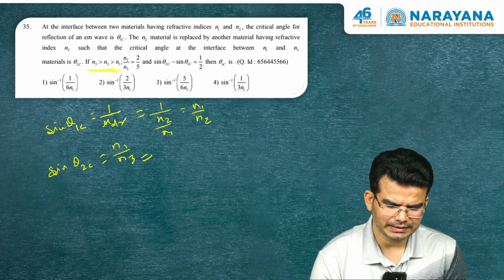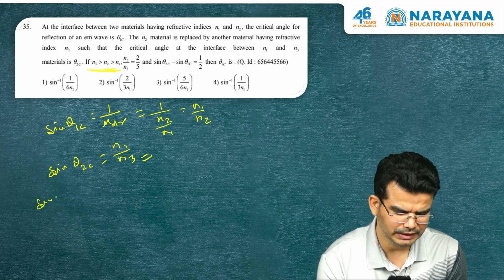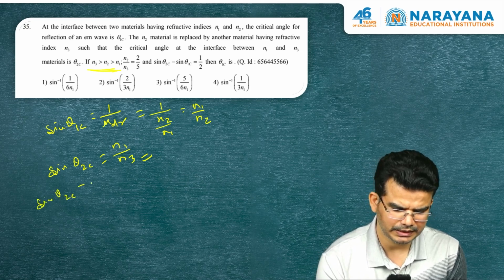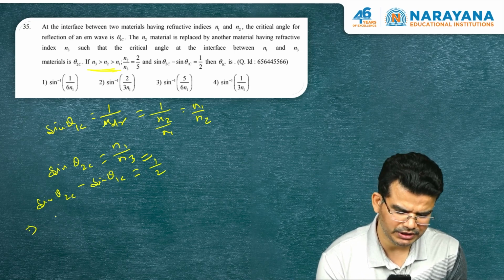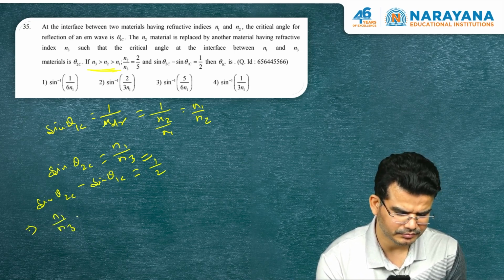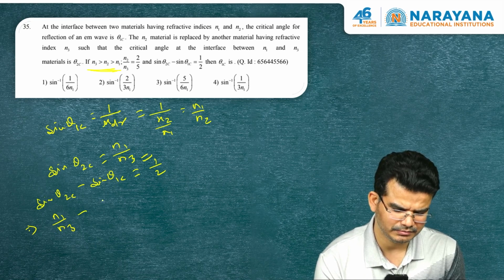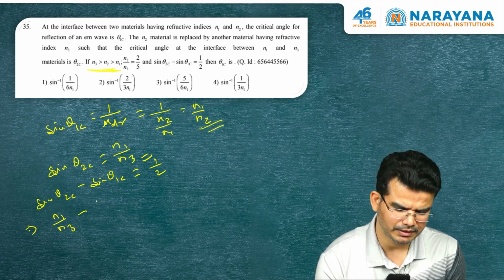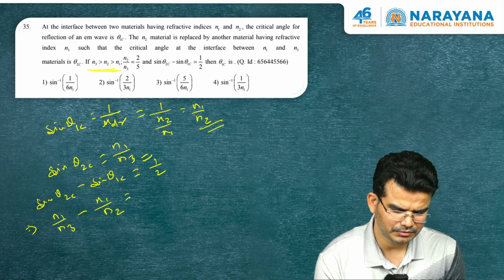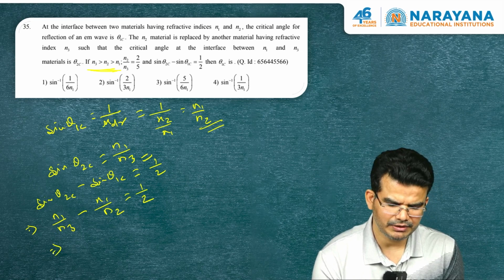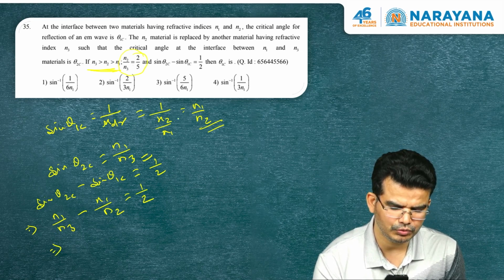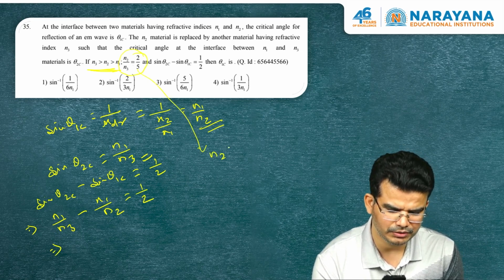Now they have given something that sin theta 2c minus sin theta 1c equals 1 by 2. Fine, we will put the values. So, sin theta 2c is how much? N1 upon N3, minus sin theta 1c, which is N1 upon N2, and this is equal to 1 by 2. Okay, fine, correct. Now, they have given N2 by N3 equal to 2 by 5. So, from here can I say N2 equals 2 by 5 N3, just replace this.